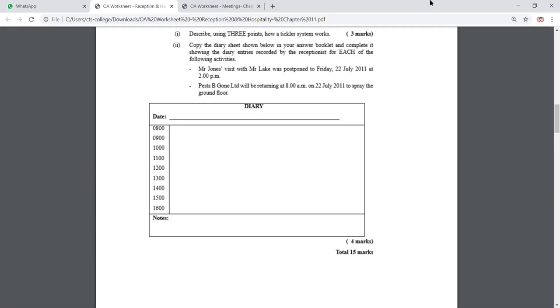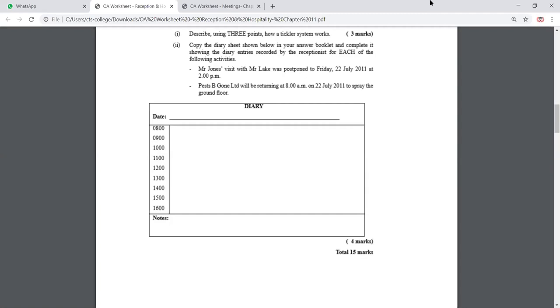Diary. The next question was basically to fill in a diary page. They gave you the two tasks on the top, and you have to fill them in on that table. You understand that? What date do you think goes on that diary? July 22nd. Yes, we can go with 22nd July. That is right in the question, so we can go with that date as the date for the diary.